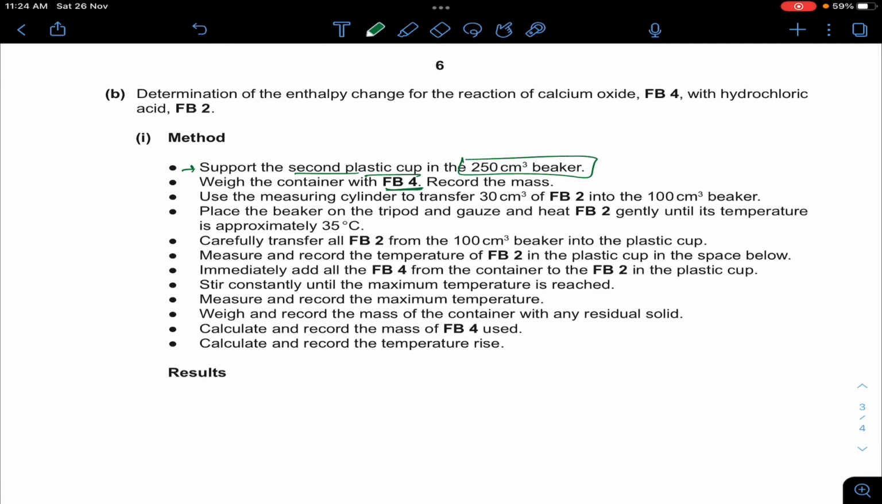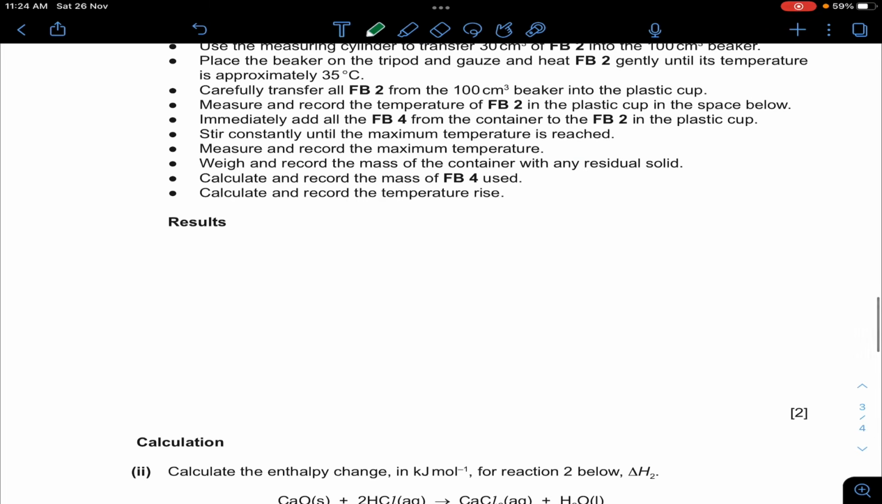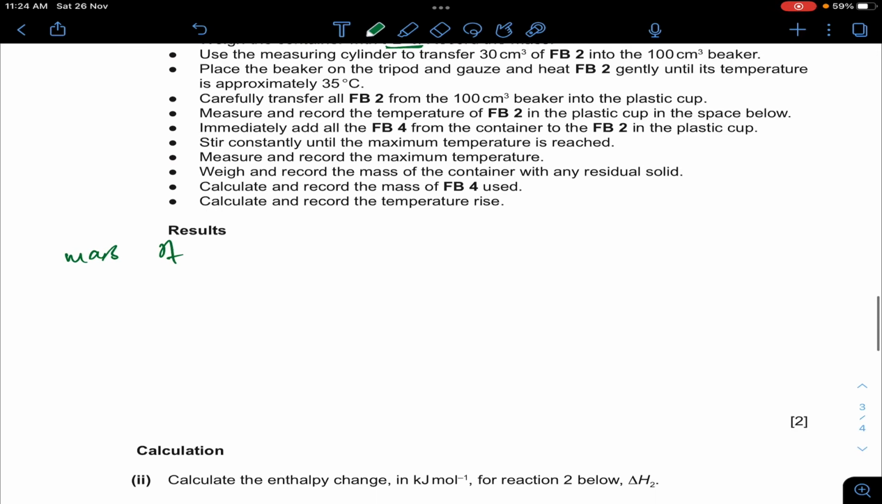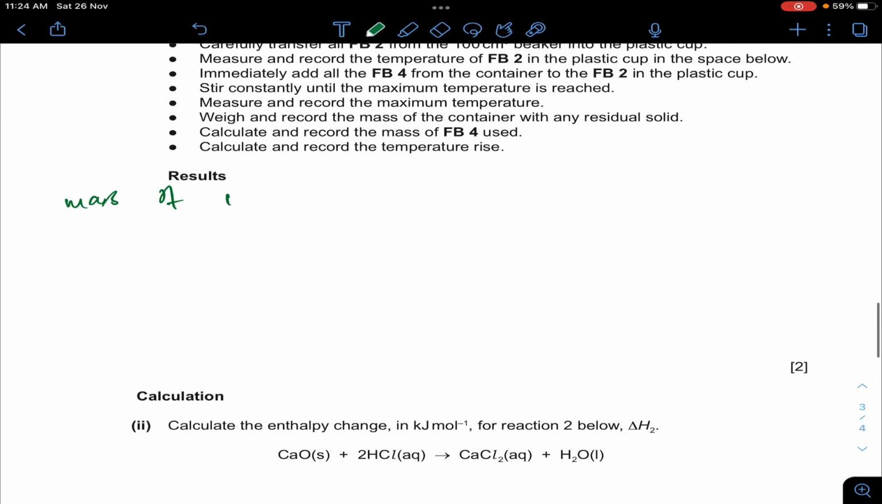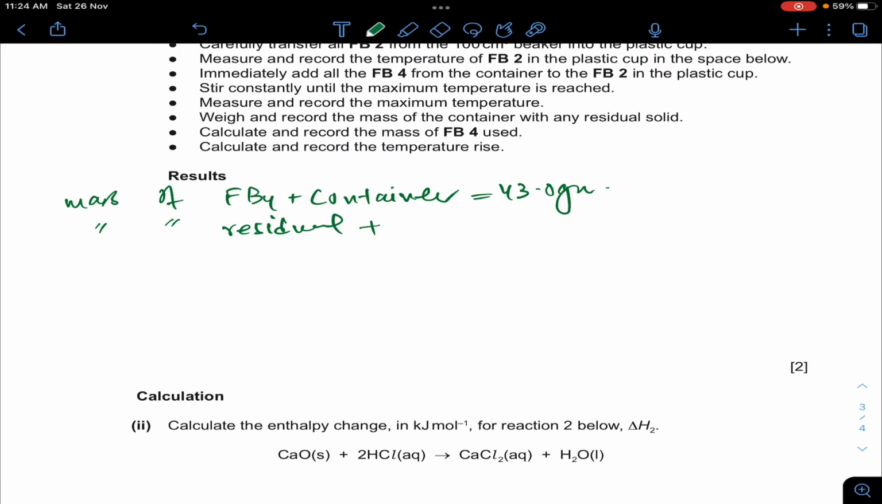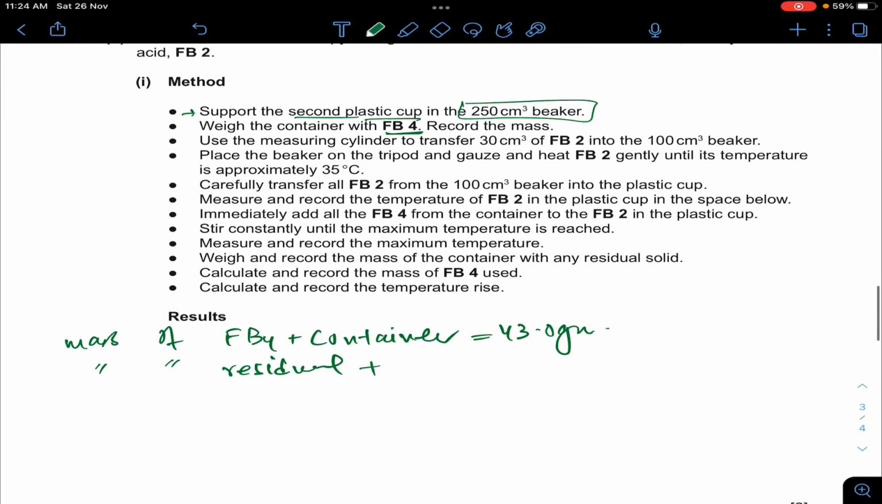mass of FB4 plus container is equal to 43.0 grams, and mass of FB3, mass of residual. I'm just writing all the values because we know what we have to do. This is the same experiment, but we are only repeating it with calcium oxide.